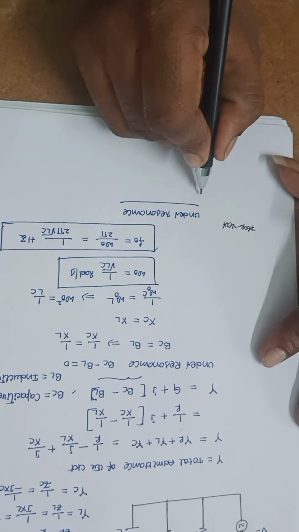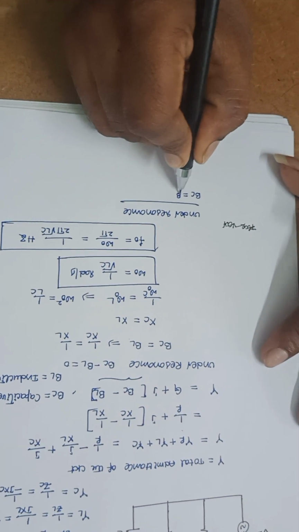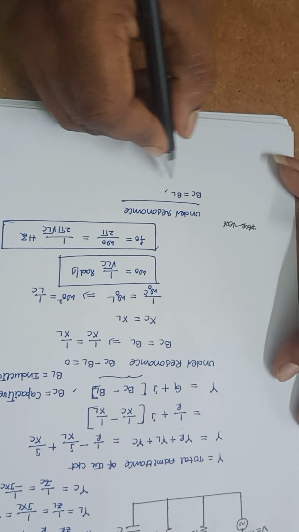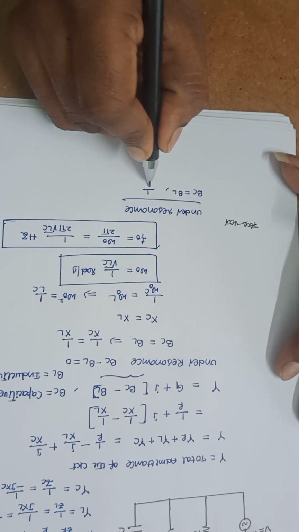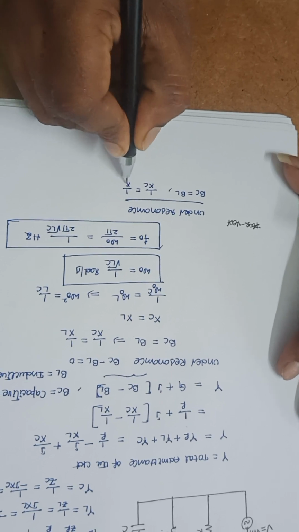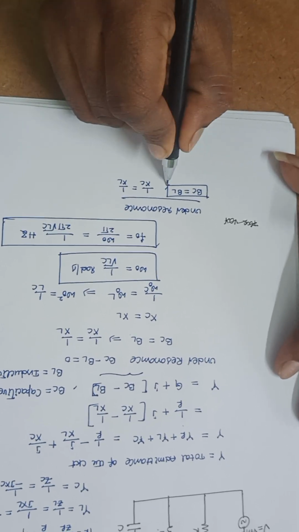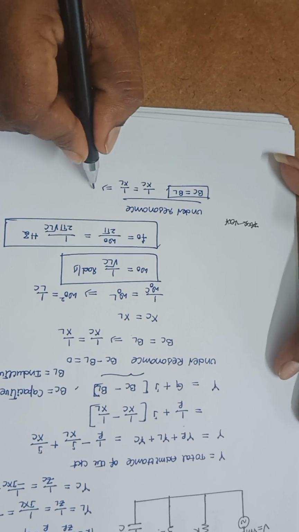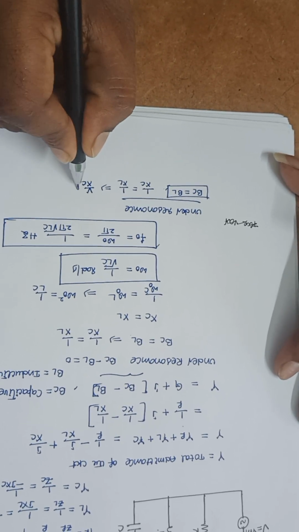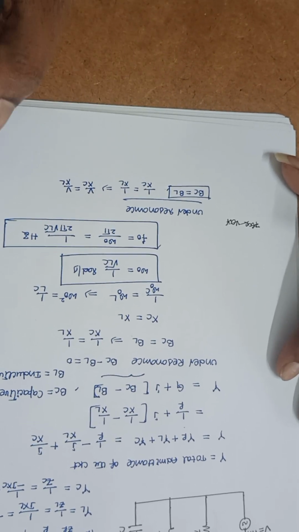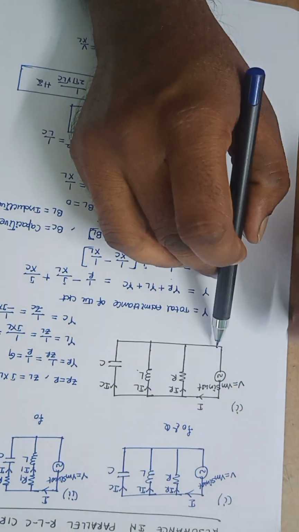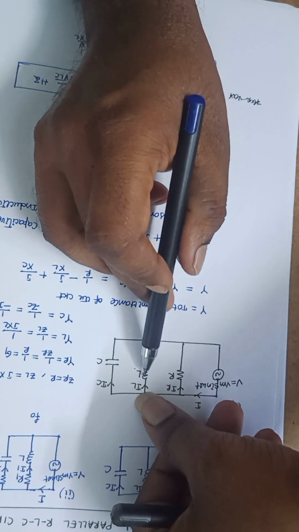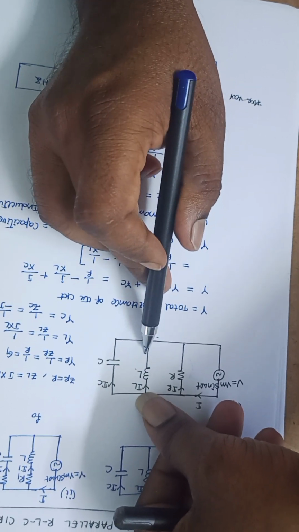This BC is equal to BL. Okay, BC is equal to BL, and BC is nothing but 1 by XC, that is equal to 1 by XL. If I multiply with V on both sides of this equation, V by XC is equal to V by XL. V is nothing but the voltage across this line. So V by XL is the current flowing through this inductor.